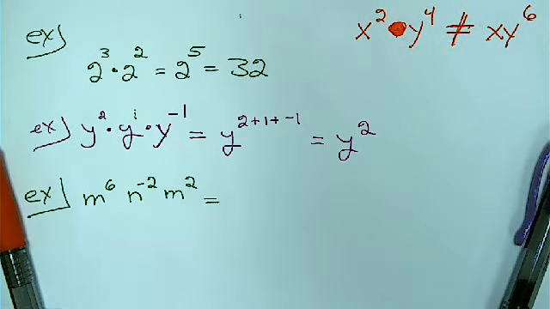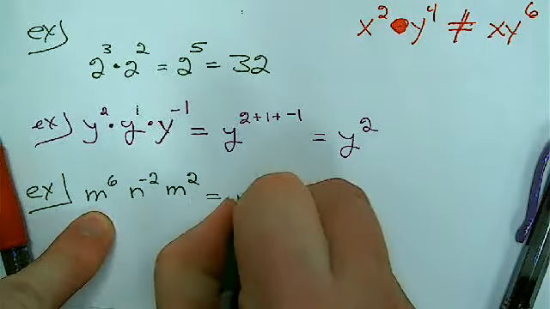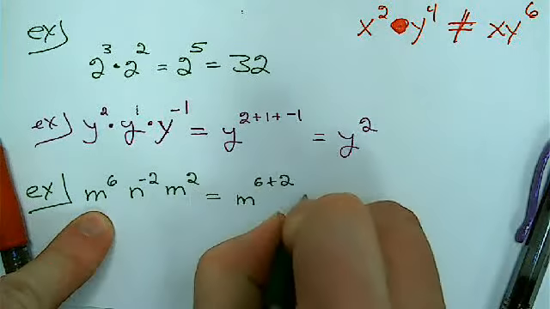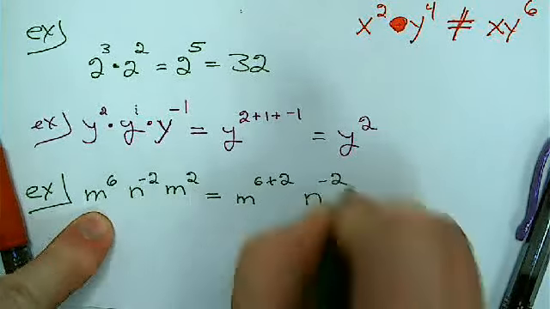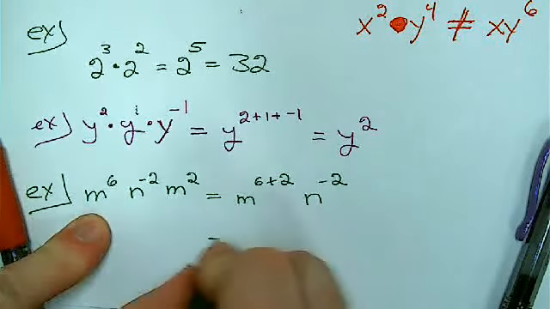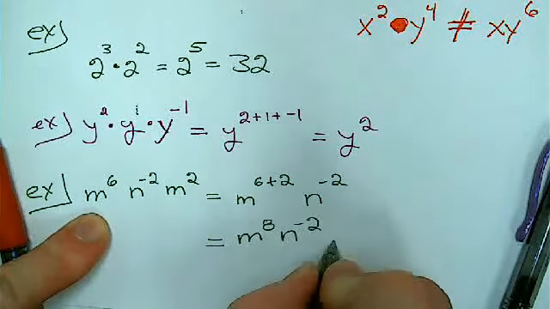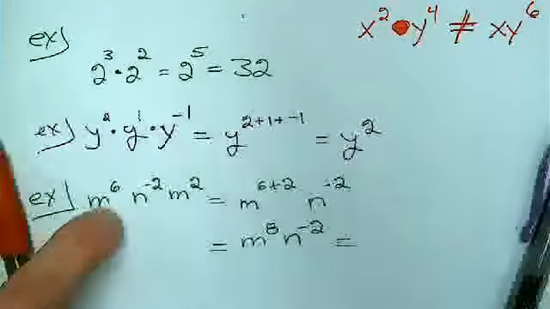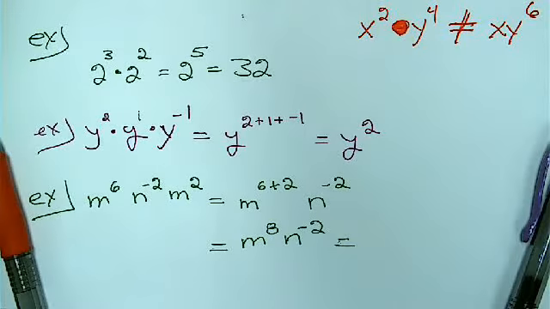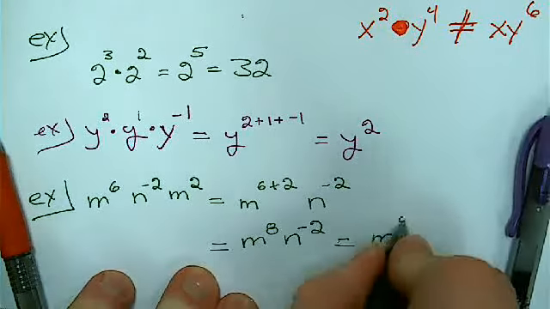Do I have any common bases that can be combined? Yeah. I got these m's. So that's going to be m to the 6 plus 2. And I can't do anything with the n because the base is different. So I just leave it there. And so this then becomes m to the 8, n to the negative 2. Somebody, what's my final answer? Right, this guy has to come into the denominator because it's negative.